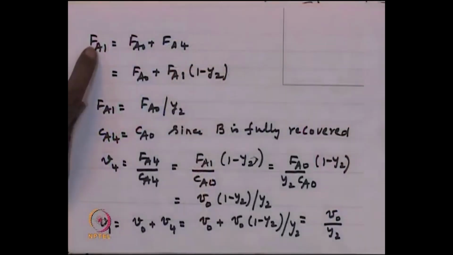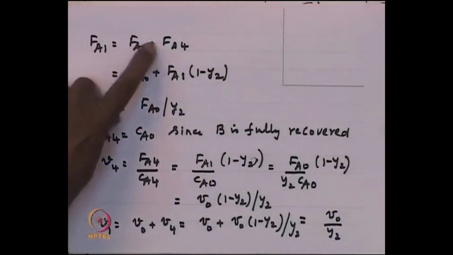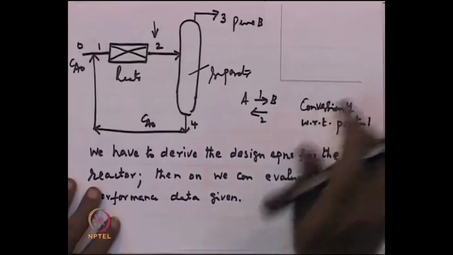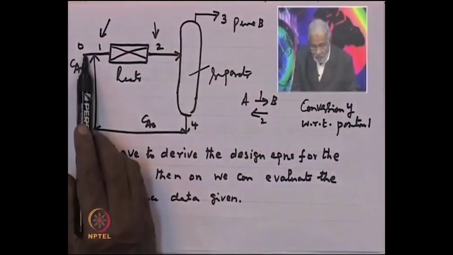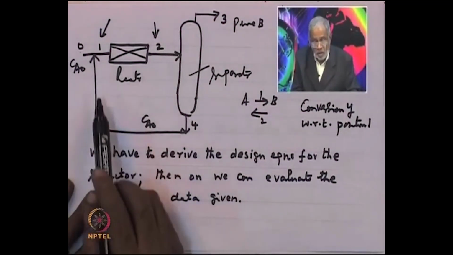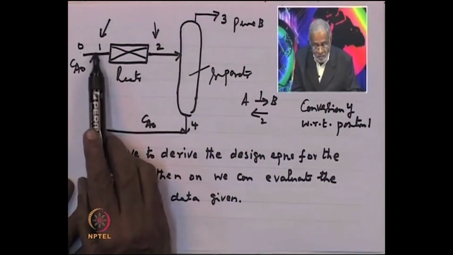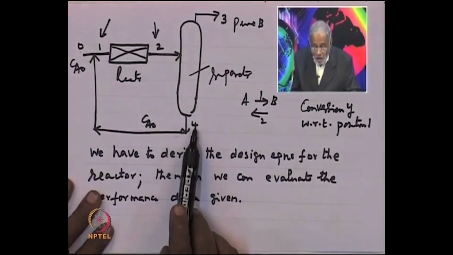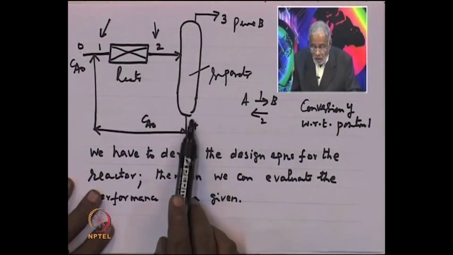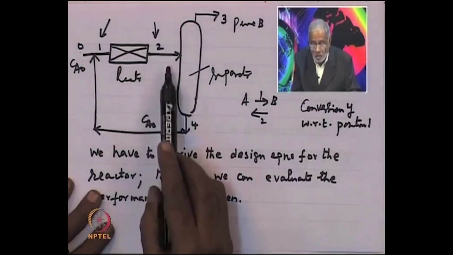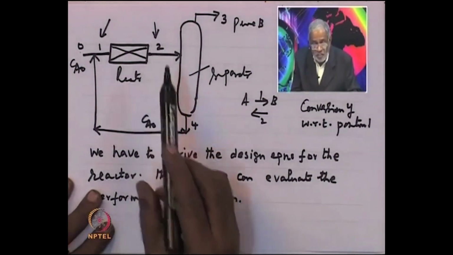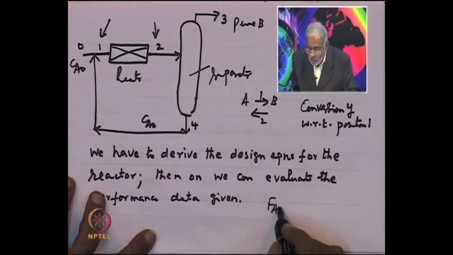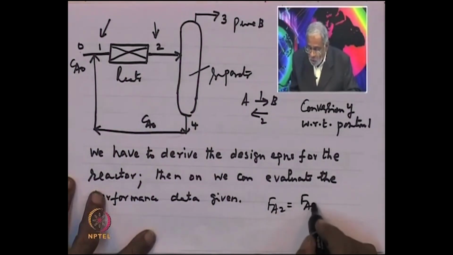What we are saying here is that FA1 is FA0 plus FA4. Please see here, FA1 is equal to what is coming at 0 and what is coming at 4. So FA1 is FA0 plus FA4. And what is FA4? We know that FA4 is only FA2, because all the 2 here will come to 4. What is FA2? We just now said FA2 equal to FA1 times 1 minus Y2. We said that just now.